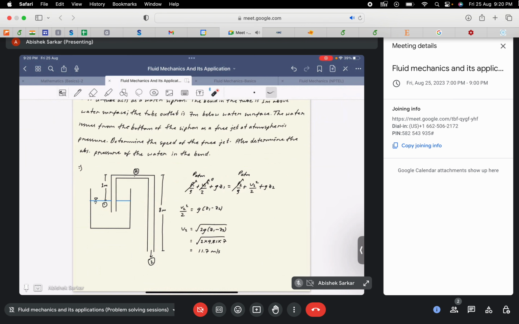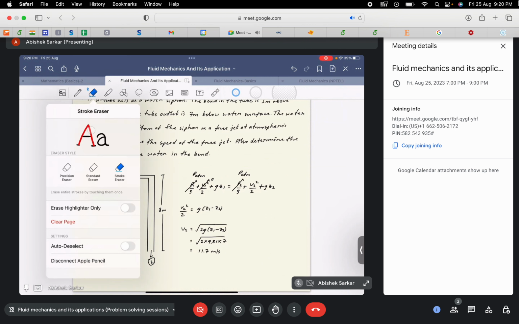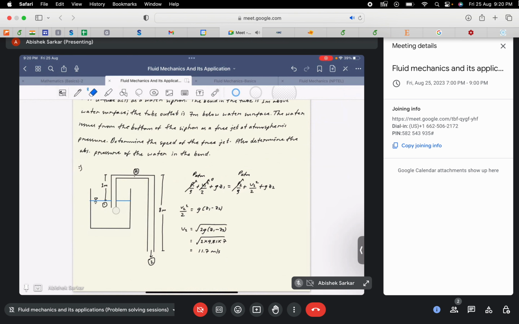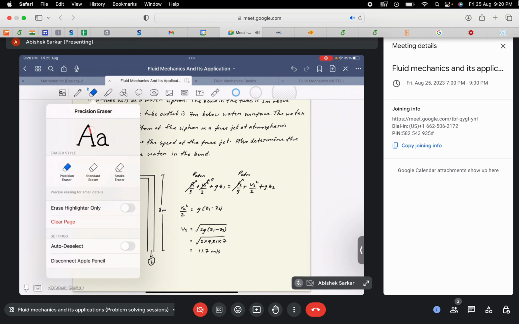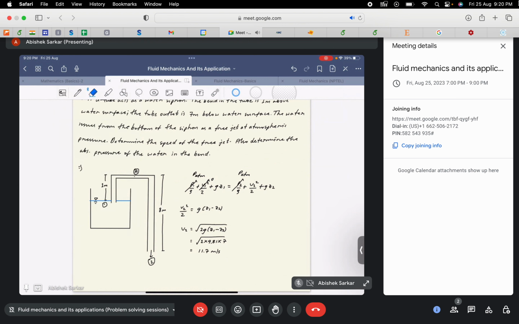And secondly, this depth should be quite low for the applicability of the approximation that V1 is equal to the velocity at the free surface. So keeping that in mind, we choose two points: one at the free surface and one at the exit.